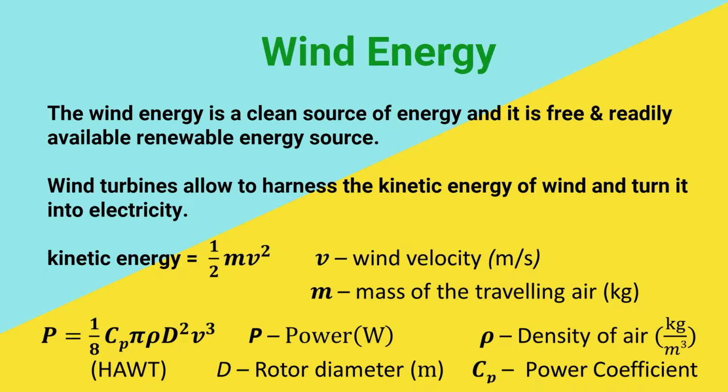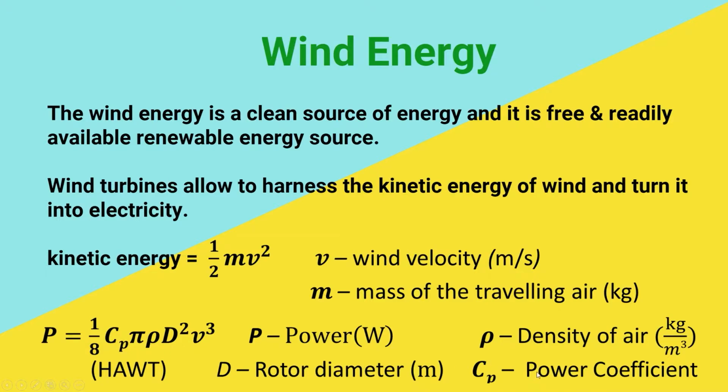Wind energy is a clean source of energy and it is free and readily available as a renewable energy source. Wind turbines allow us to harness the kinetic energy of wind and turn it into electricity. You can see this equation. This is the turbine power. You saw one turbine. So the turbine power or turbine output will be 1 over 8 Cp pi rho d to the power 2 v to the power 3.